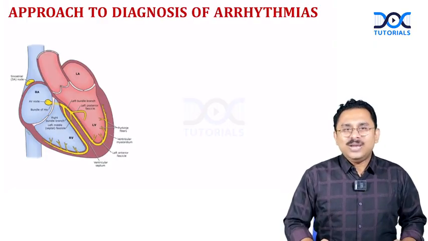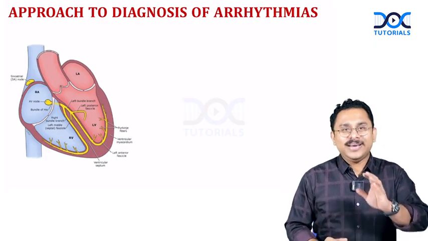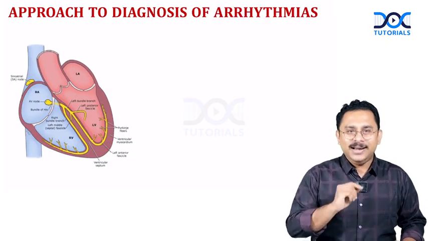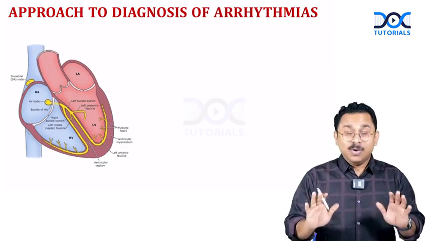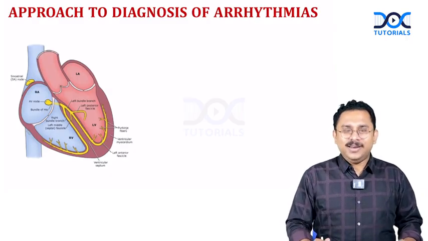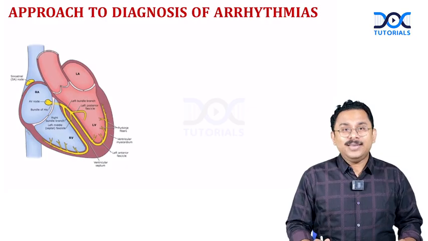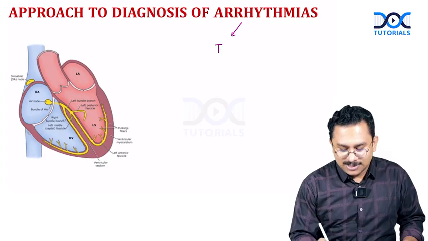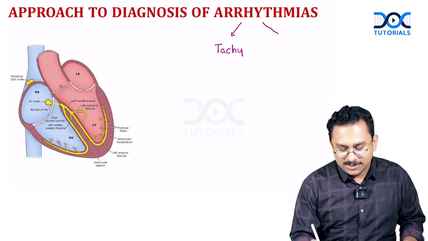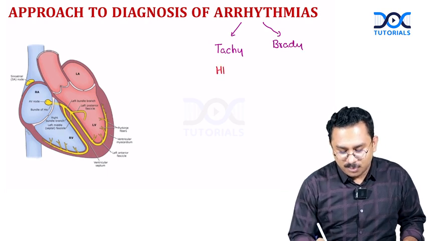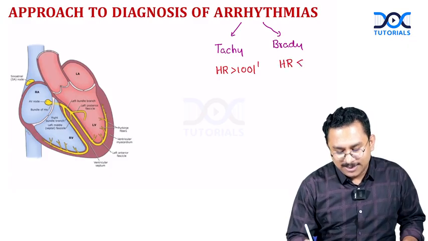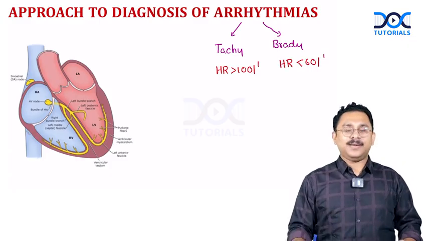So in this module, we'll start off with a discussion on the diagnosis of tachyarrhythmias, followed by a discussion on the diagnosis of bradyarrhythmias. So step number 1 in the diagnosis of arrhythmias would be to determine the heart rate, because arrhythmias can be tachyarrhythmias or bradyarrhythmias. In tachyarrhythmias, the rate is more than 100, and in bradyarrhythmias, the rate is less than 60, right?